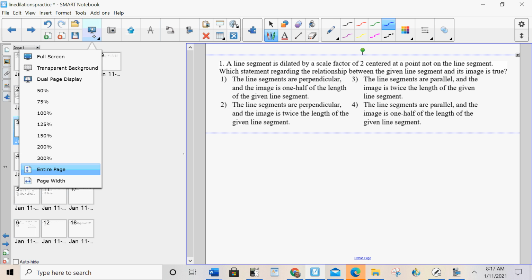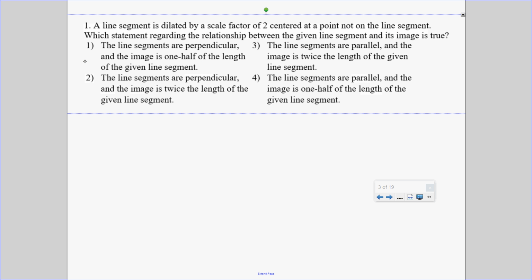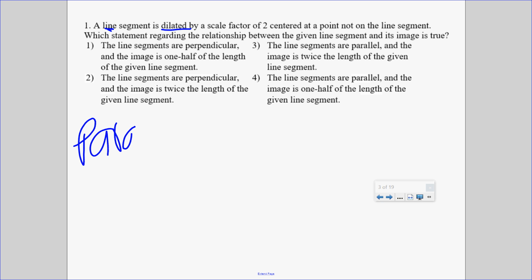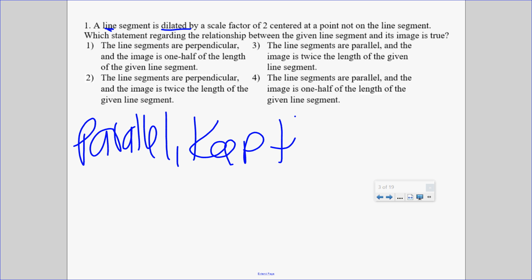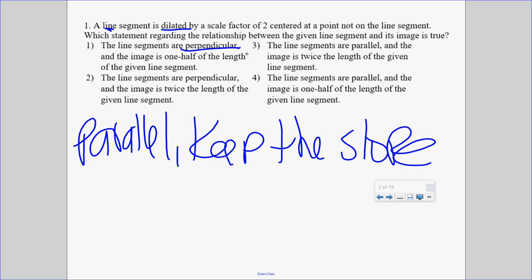A line segment is dilated by a scale factor of 2 centered at a point not on the line segment. Which statement regarding the relationship is true? Line dilations, parallel, keep the slope. Line segments are perpendicular? No. Line segments are parallel? Yes.